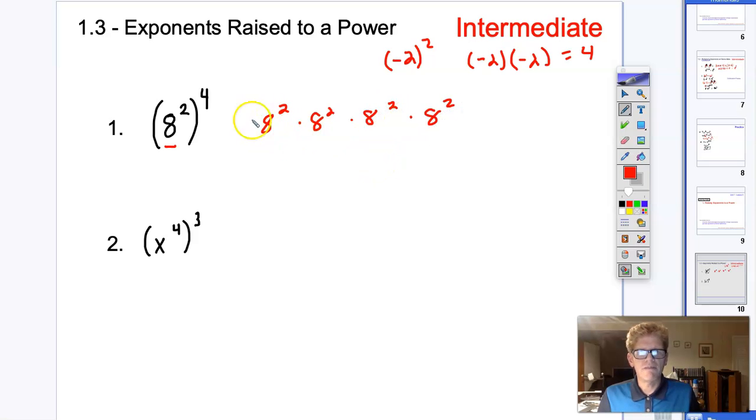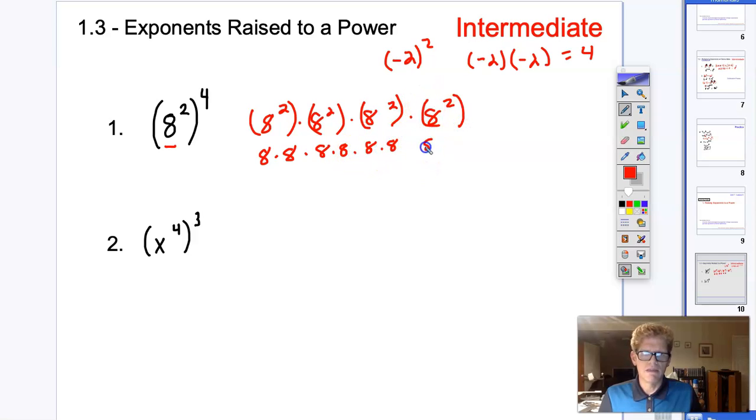Now, when I look at that, I can take each one of these and break it down into 8 times 8. And then this one is also 8 times 8. And then this one is also 8 times 8. And this one is also 8 times 8. Now, when I write all those out, it tells me how many times I'm going to multiply it by itself. 1, 2, 3, 4, 5, 6, 7, 8. So that's going to be 8 to the 8th power.